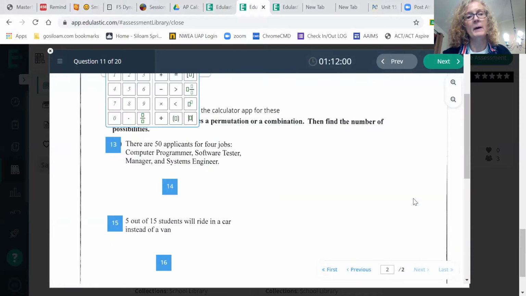Okay. Let's just talk about these first 2 questions here, number 13 and number 15. There are 50 applicants for 4 jobs. And I'm writing this down. 50 applicants for 4 jobs. And the jobs are computer programmer, software tester, manager, and systems engineer. Find the number of possibilities that those 50 people can fill those 4 jobs. And then the second question is 5 out of 15 students will ride in a car instead of in the van.